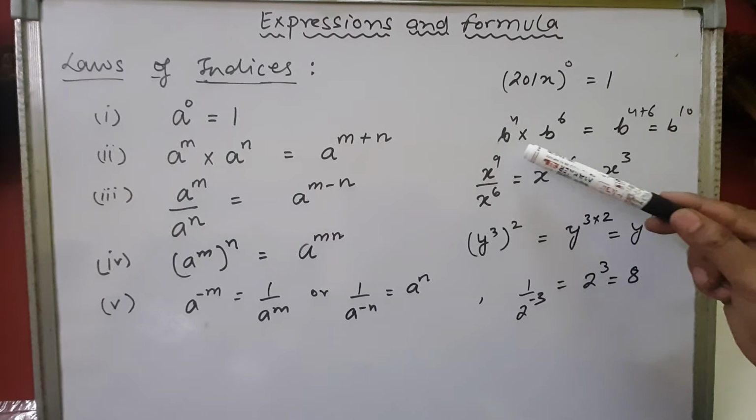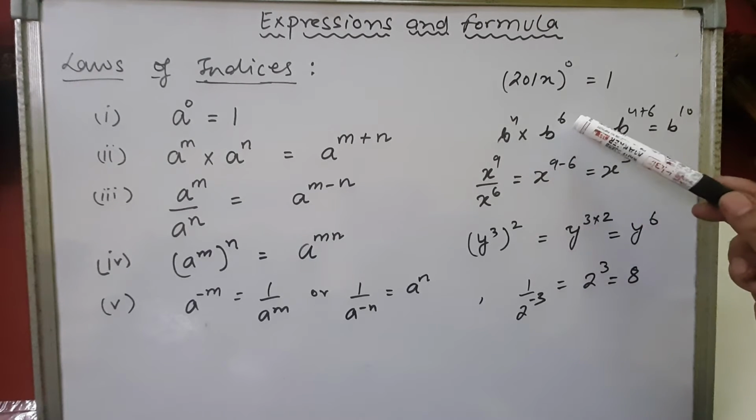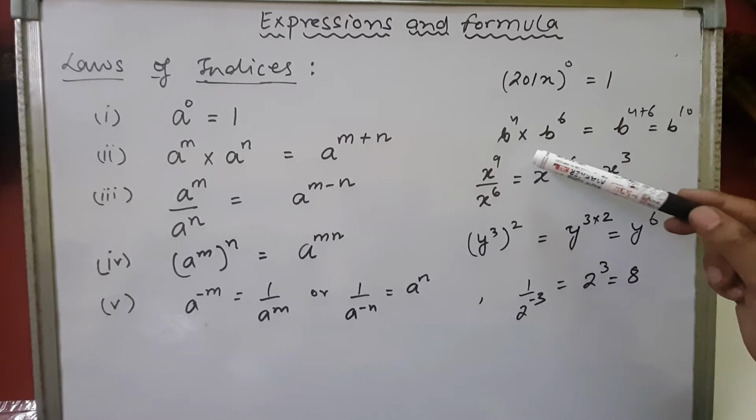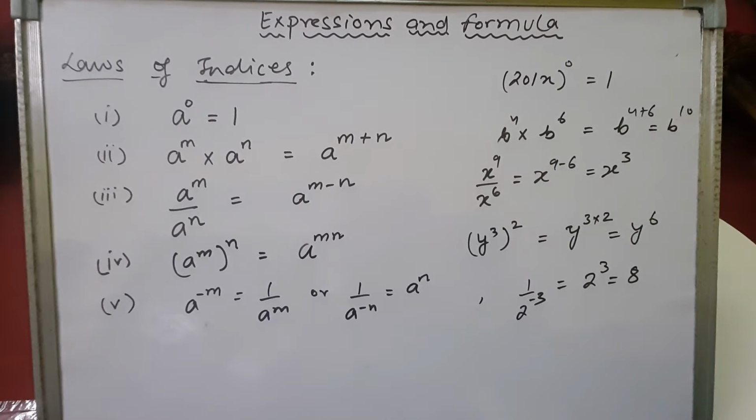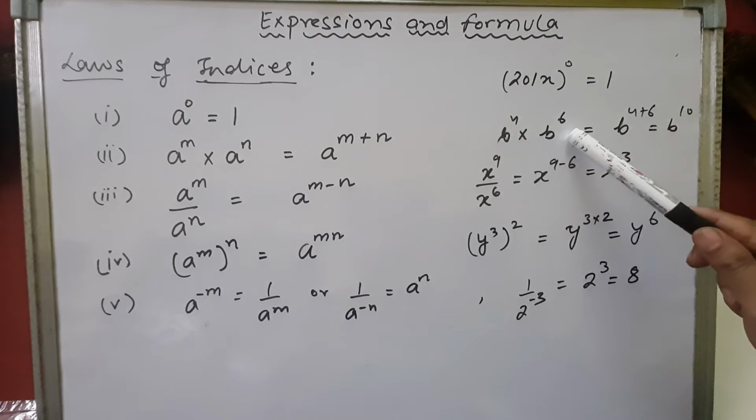Here it is written b to the power 4 into b to the power 6. Now you can see, children, the base is same. Okay, we have b as a base in both the terms and the power is different. Here we have 4, here we have 6.